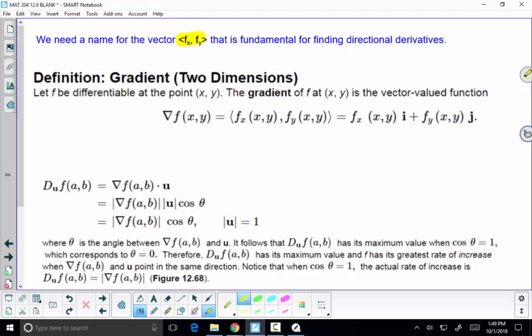F sub x comma f sub y. We need to call it something. So let's call it the gradient. Why would we call it the gradient? Because it gives us the grade of the tangent line, the slope of the tangent line. So the gradient is the vector of partial derivatives. The vector of partials. That's it.